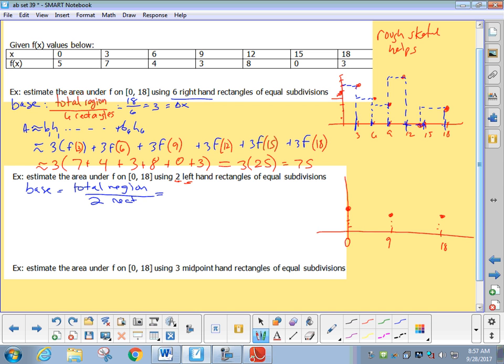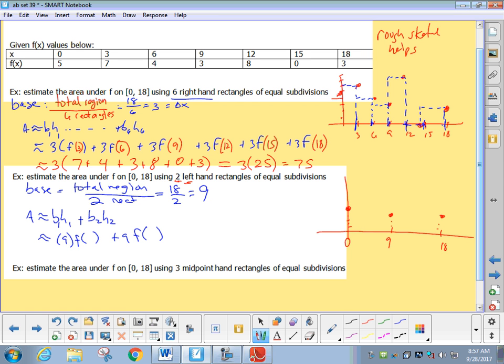So what's the base of each here? Is it 6 or 3 or what? In this case, it's total region 18 divided by 2 rectangles, so each base is 9. The area then will be approximated by 1 base height plus 2 base heights, and that's it. The base of each is, we just said, 9. The only thing left to decide is where do I put my heights.